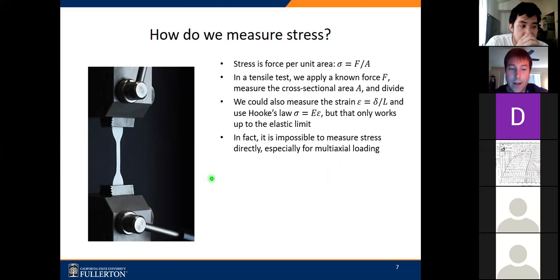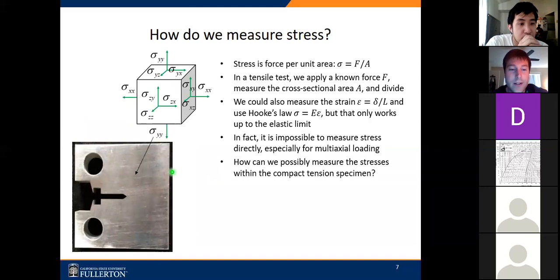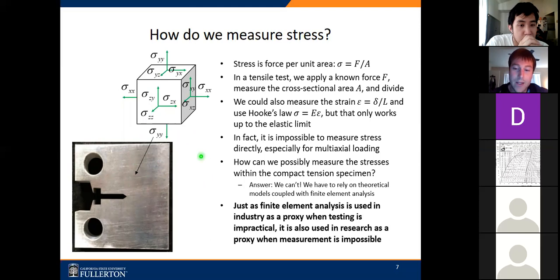So how can we possibly measure the stresses at any point within the compact tension specimen? Because you know that at each point, there are actually 6 independent stress components. How can we possibly measure those? Well, the answer is we can't. We have to rely on models coupled with finite element analysis.